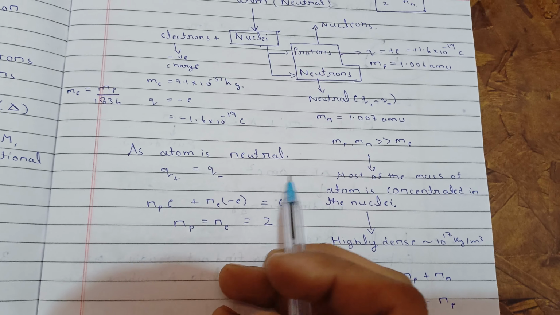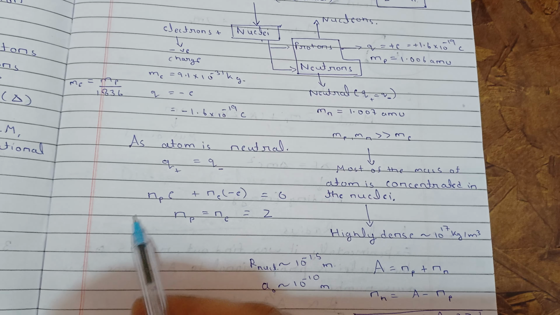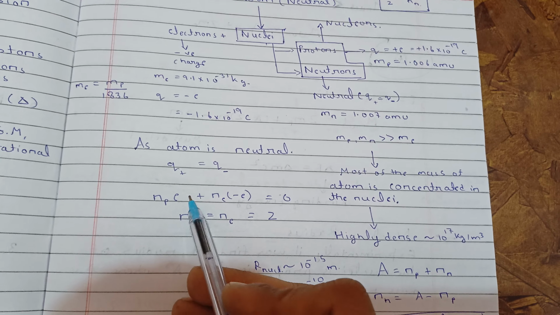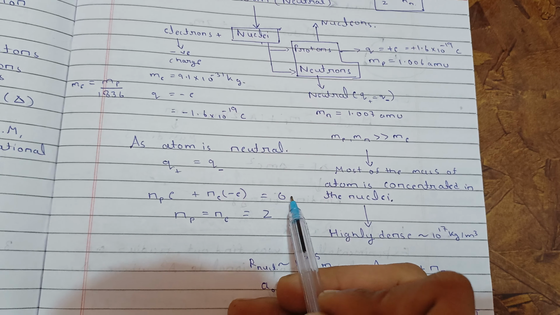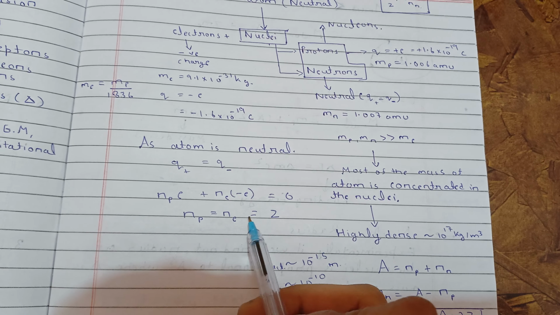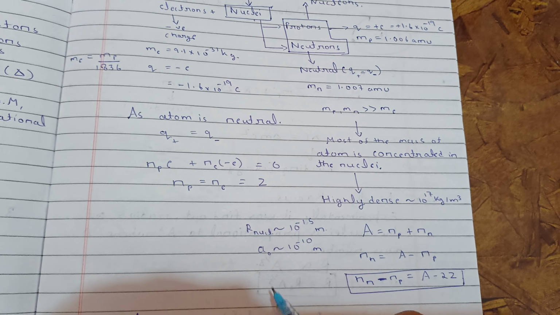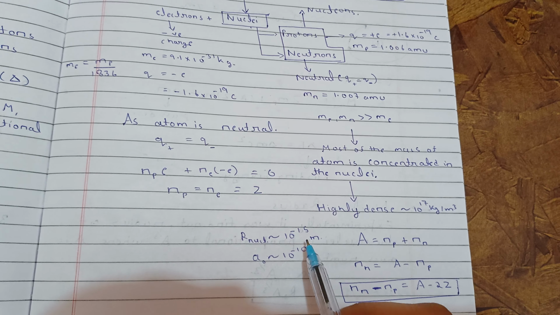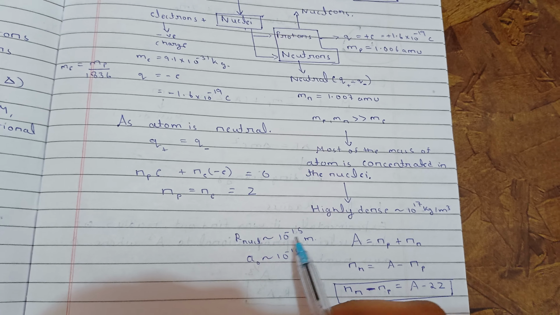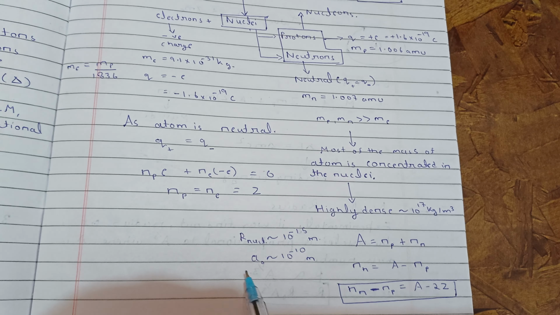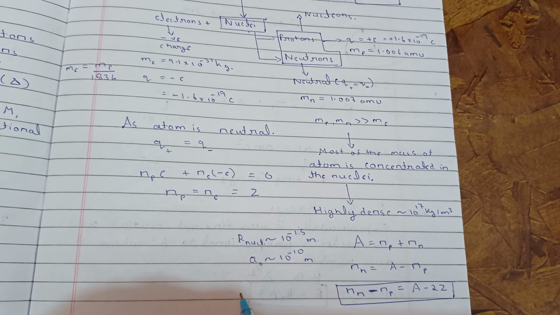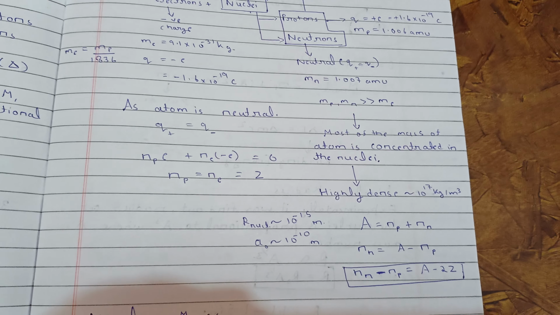Now see, as the atom is neutral, Q positive must be equal to Q negative, meaning the number of protons times e plus the number of electrons times -e must be equal to 0. That gives us that the number of protons must be equal to the number of electrons. You already know that. Now you must remember these two numbers also. The radius of the nucleus is approximately 10^-15 meter, that is a Fermi, and a0, the radius of the atom, is 10^-10 meter.